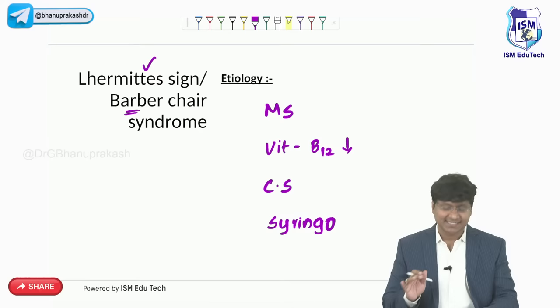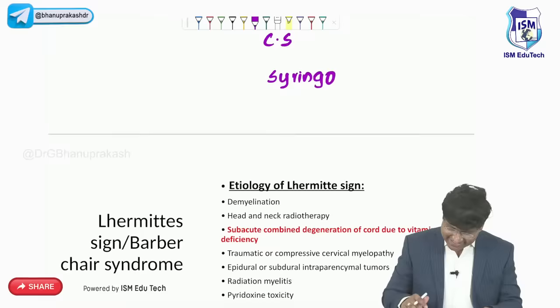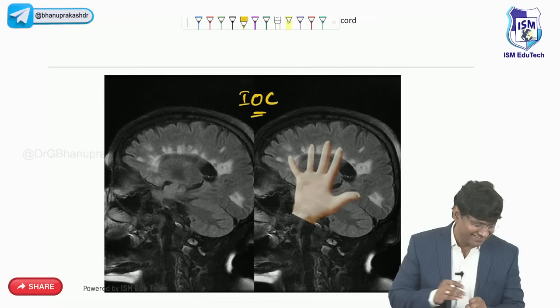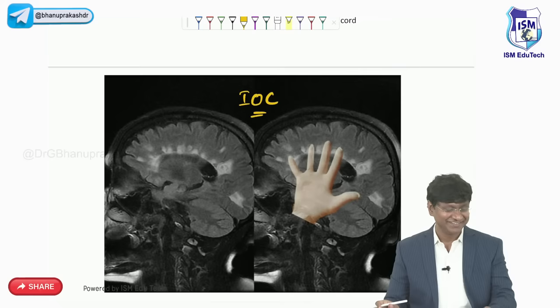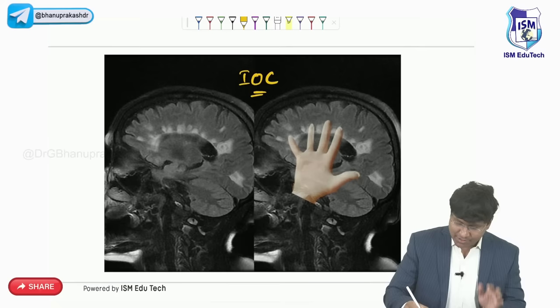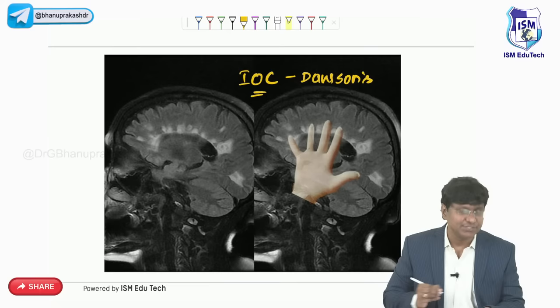Now, what is the investigation of choice in multiple sclerosis? The investigation of choice is gadolinium enhanced MRI. What will you see in the gadolinium enhanced MRI? You will have fibrotic plaques in the periventricular area, and the description is called Dawson's fingers.